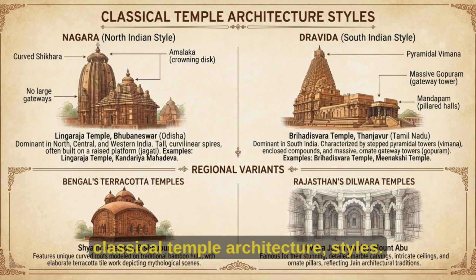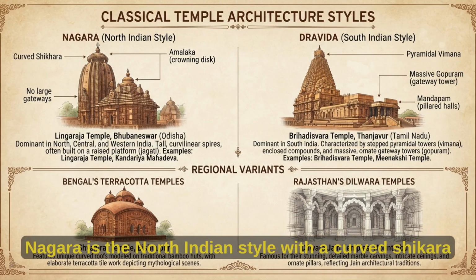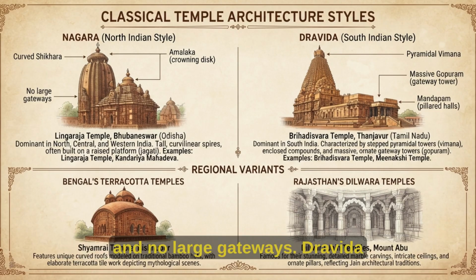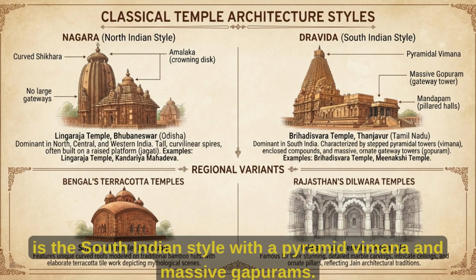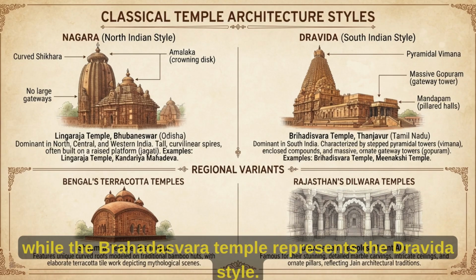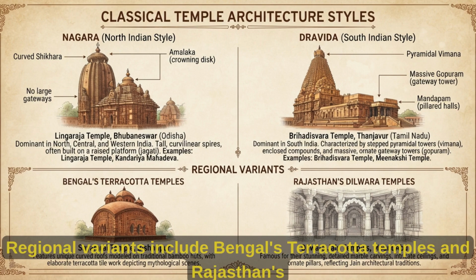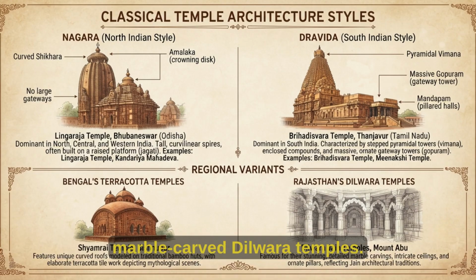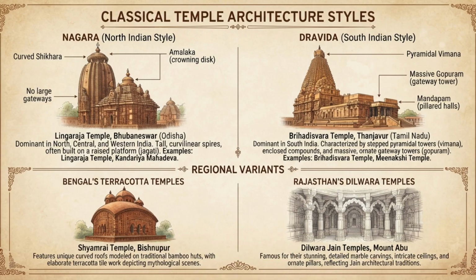Classical temple architecture, styles. Nagara is the North Indian style with a curved shikara and no large gateways. Dravida is the South Indian style with a pyramid vimana and massive gopurams. The Lingaraja temple represents the Nagara style, while the Brihadisvara temple represents the Dravida style. Regional variants include Bengal's terracotta temples and Rajasthan's marble-carved Dilwara temples.